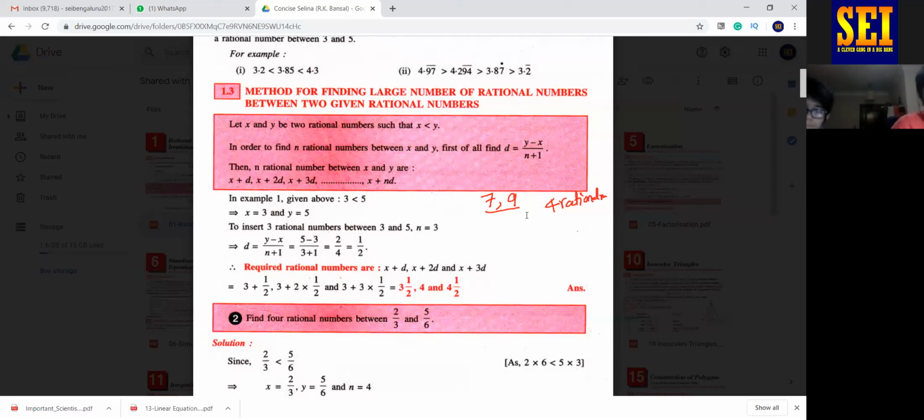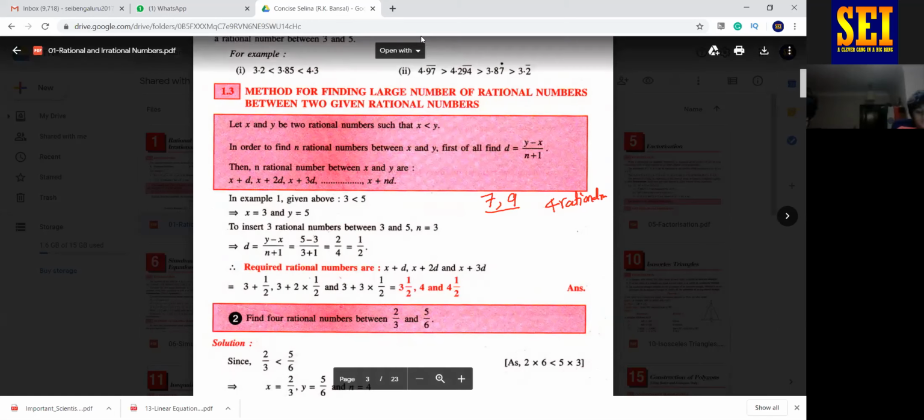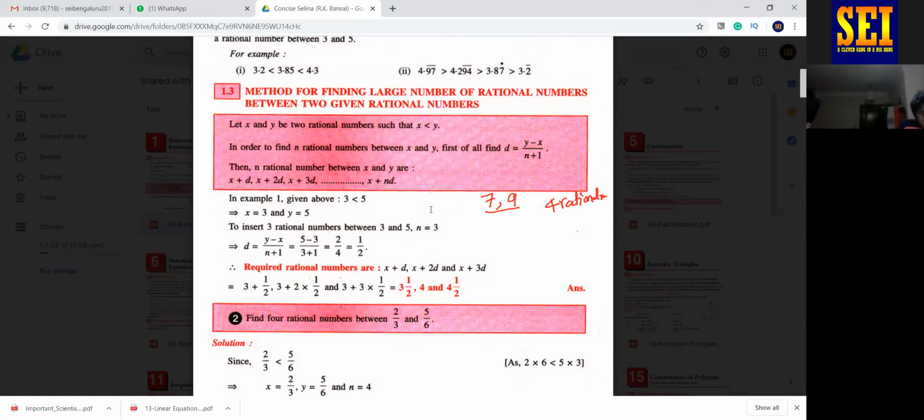So x plus d, x plus 2d, x plus 3d, and x plus 4d. So what are all the values you got? 7 and 2 by 5, 7 and 4 by 5, 7 and 6 by 5, which is 8 and 1 by 5, and 2 by 5 times 4, 7 and 8 by 5, which is 8 and 3 by 5.